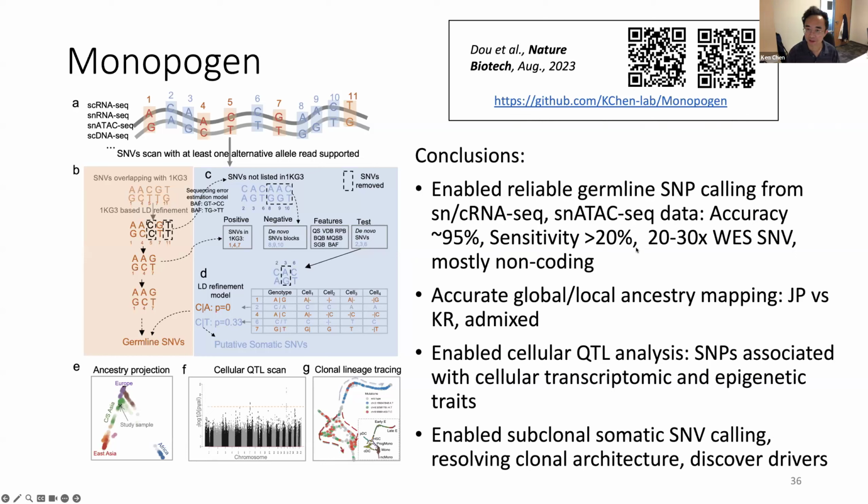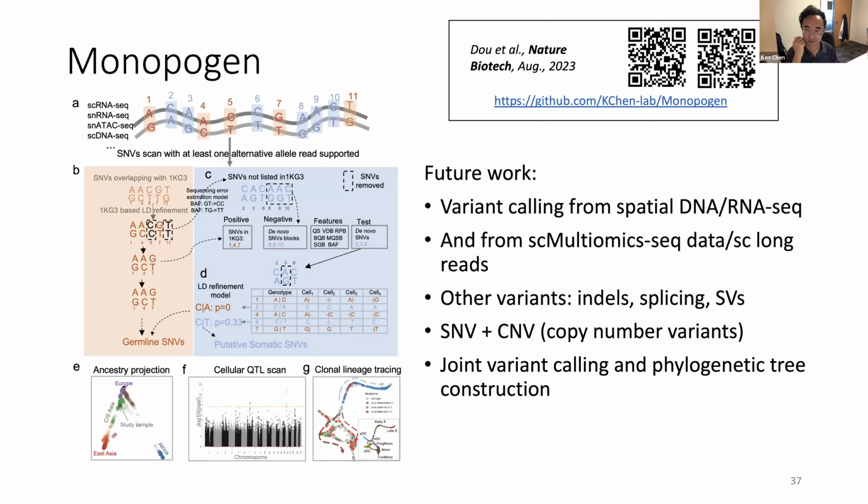I think the main achievement here is we're able to reliably call germline SNVs, with sensitivity typically greater than 20% and specificity very high, roughly 95%. Mostly they cover non-coding region SNPs, and they are sufficient for genetic ancestry mapping, even for difficult, ancestrally similar populations. We're able to delineate them, and enable QTL analysis at cell type or even cell level in some instances. We're able to call somatic mutations to resolve clonal architecture, and in some instances discover potential driver mutations. So we're still actively developing this tool.